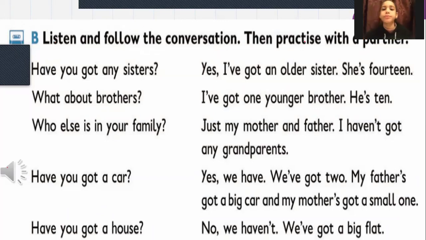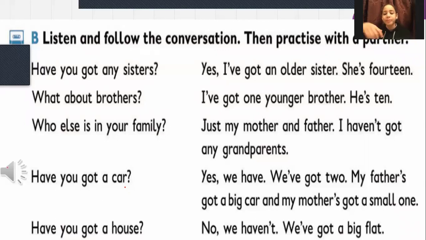Then practice it. Have you got any sisters? Yes, I've got an older sister. She's 14. What about brothers? I've got one younger brother. He's 10. Who else is in your family? Just my mother and father. I haven't got any grandparents.